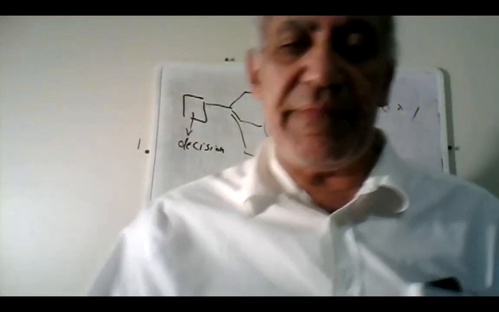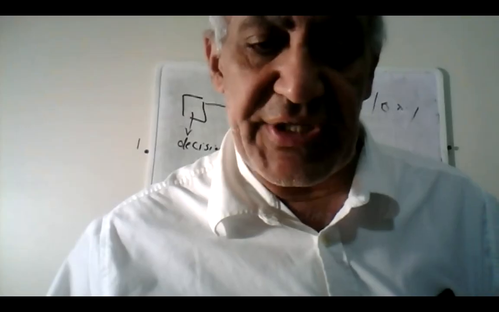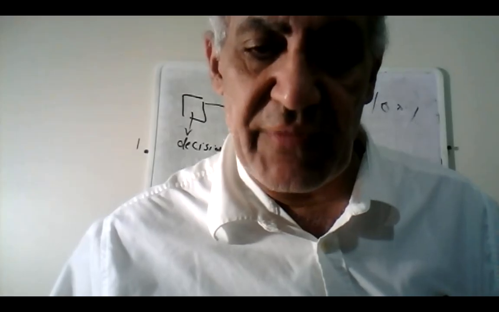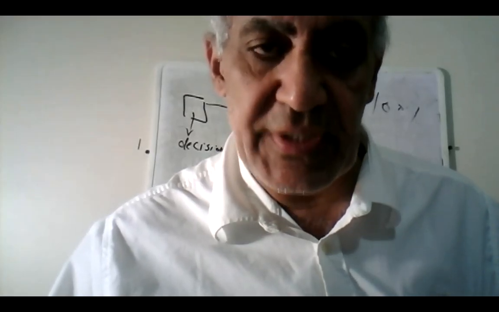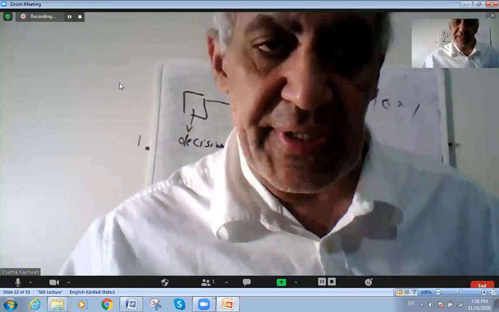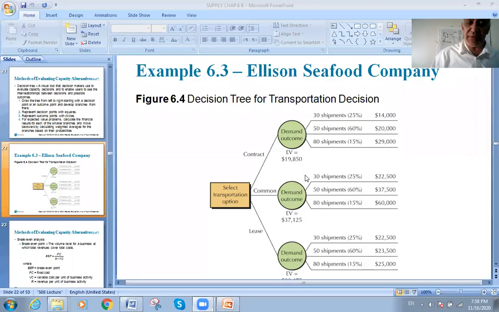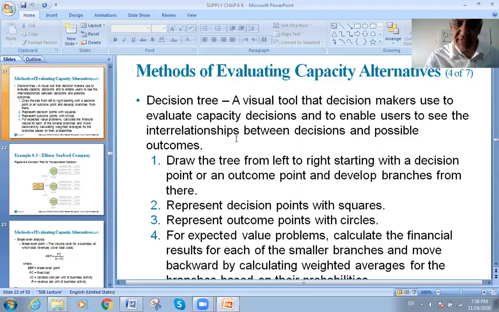Let's go now to an example of the decision tree. Instead of talking too much, let's go to our example. Here it is, the same thing as on the board, but there I made it from right to left and here it's made from left to right, that's fine. So I have LS Seafood Company, and they have the decision. Let me first give you a bit of feedback.